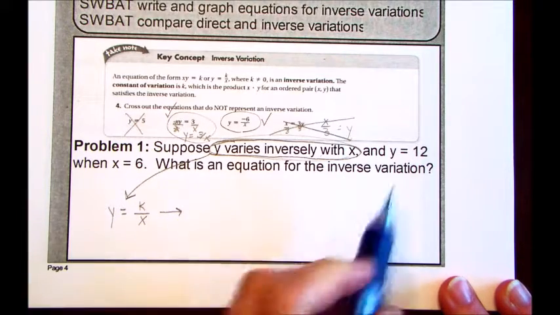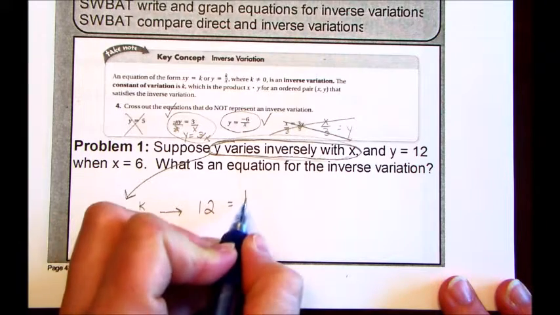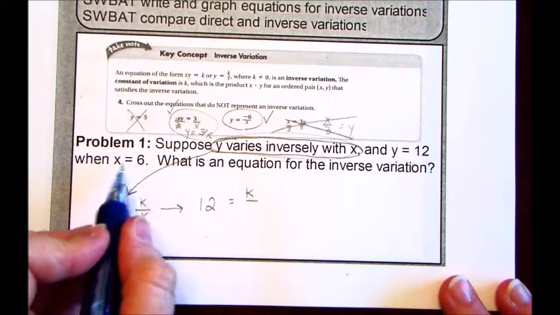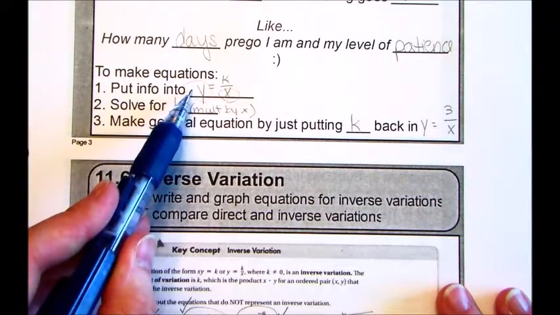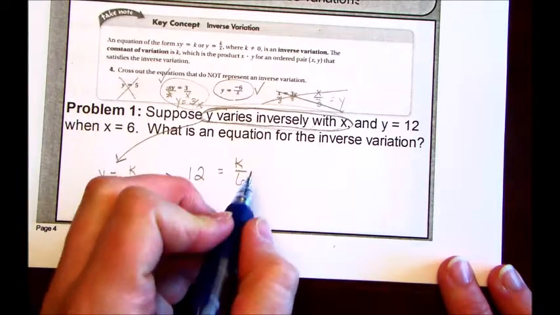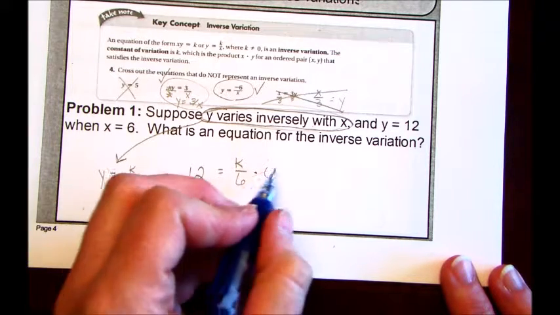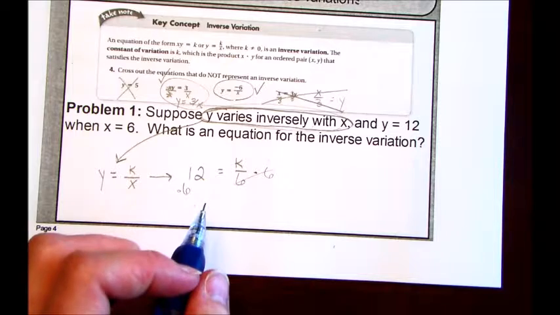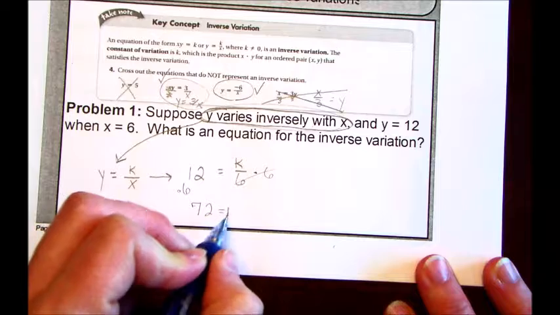Draw another arrow. It says y is 12, so we're going to take away that y and make it 12. It does not tell us what k is, but it does tell us that x is 6. So we need to figure out what is the value of k. Well, if you look at the steps I have up here, we plugged our info in. Now it's time to solve for k. All right, now what we're going to do is we need to get rid of the 6. So I want you to multiply both sides by 6. This is just your basic algebra skills. So 12 times 6 is 72. So we get 72 equals k.